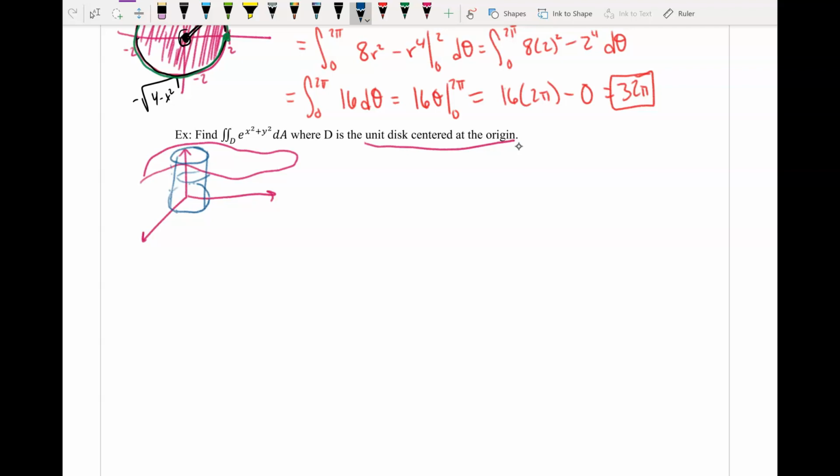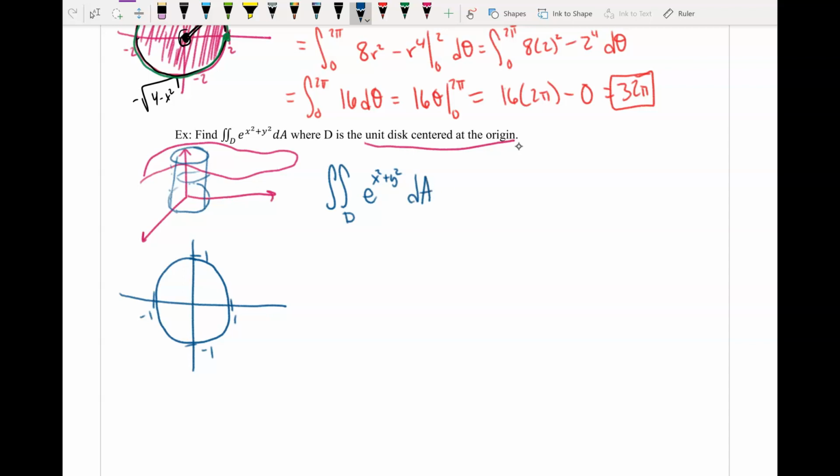Okay, so let me write it in the 2D case. Let's write the region. It's a circle. It's a unit disk, so that means it's a circle of radius 1. So all we've got to do is take the double integral over the region D, e to the x squared plus y squared dA, which is a super difficult integral to do, because there is no closed form for e to the x squared and e to the y squared. So converting it to polar will be super nice.